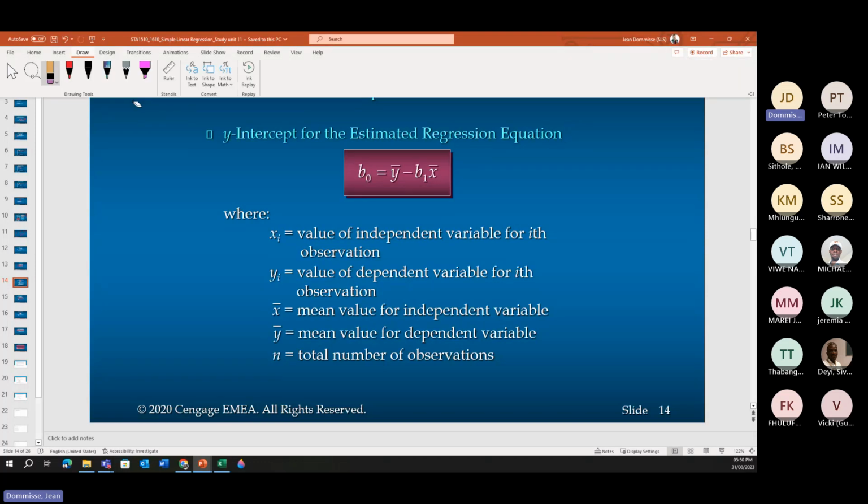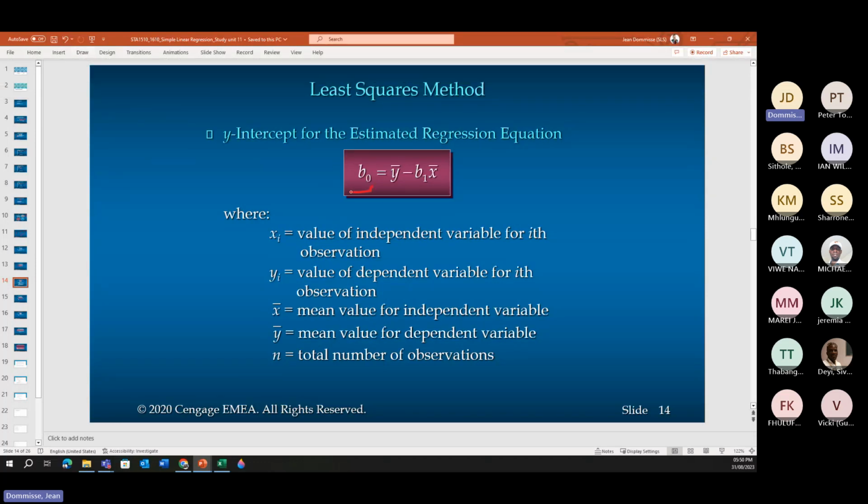So for B0, how we calculate that is, and again, if you haven't seen this before, the Y with a stripe on top, that is actually a calculation to work out the mean of the values of Y. And then the X with the stripe on top is to work out the mean of the X values.